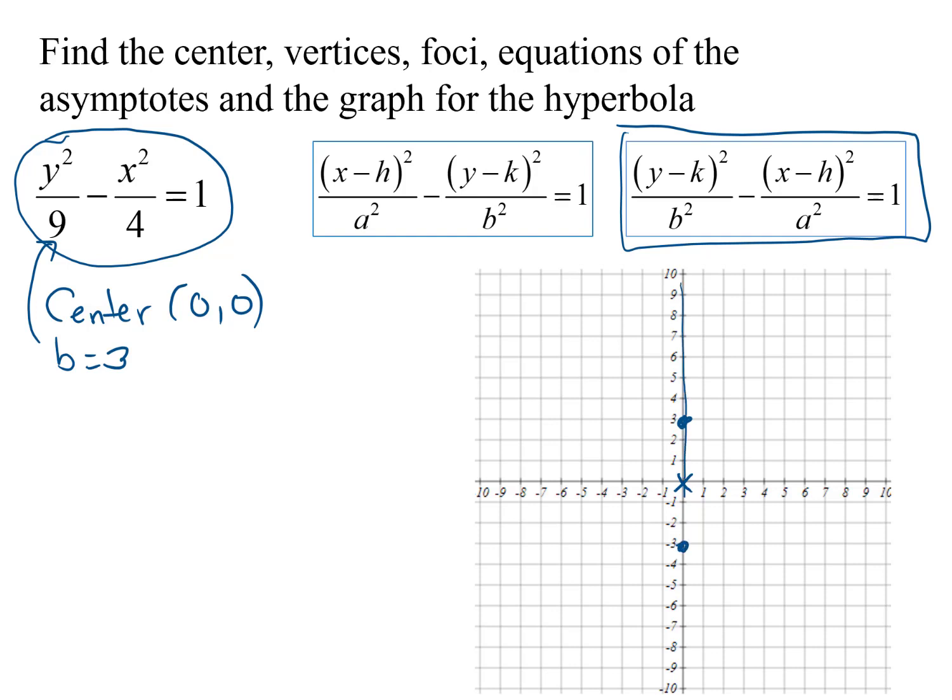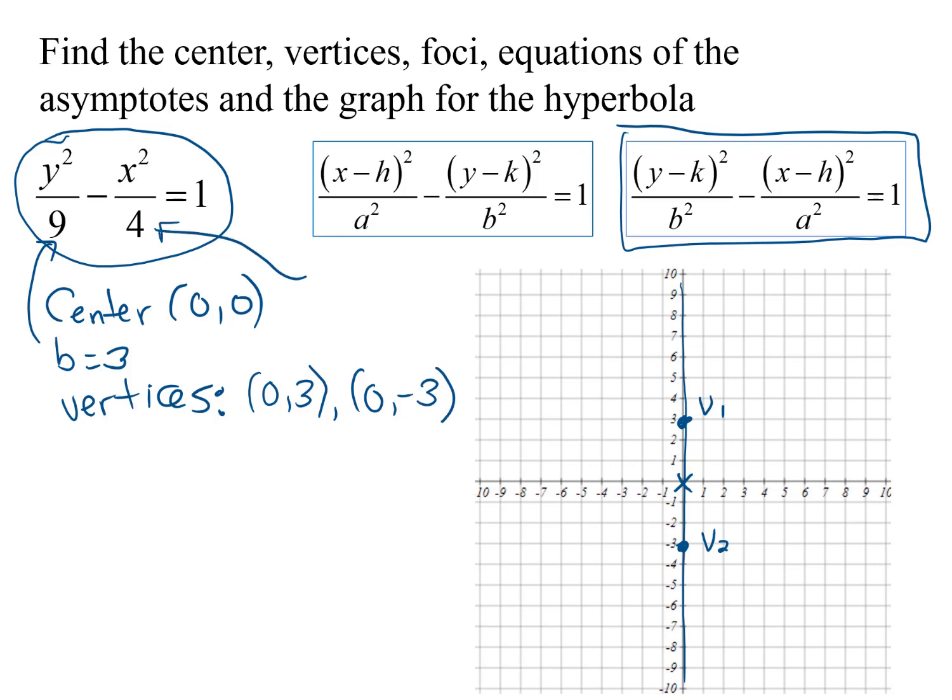Our transverse axis runs along the y-axis, and here's vertex 1 and vertex 2. So our vertices are at the points 0, 3 and 0, -3. Okay, now we look here underneath the x squared, and that's a squared, that's 4, so that means a is the square root of that, or 2. So from the center in the x direction each way, we move 2. So 2 to the right and 2 to the left.